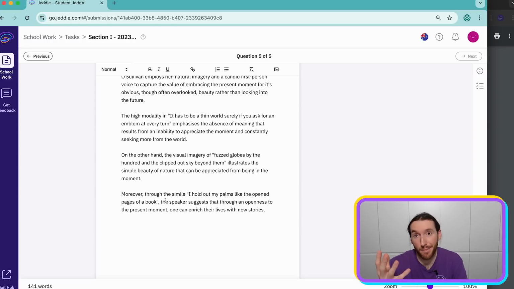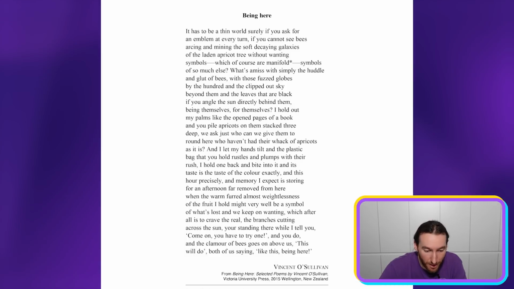I was thinking, oh, I need to add more. It's like, no, I don't. I set a technique and quote. I linked it to the question, openness to the present moment, and I gave a specific insight: they'll enrich their lives with new stories. Great, because it links to the book, pages of a book. The specific insights are so clear. Fantastic. Let's move on. Now I want to find something at the very end.